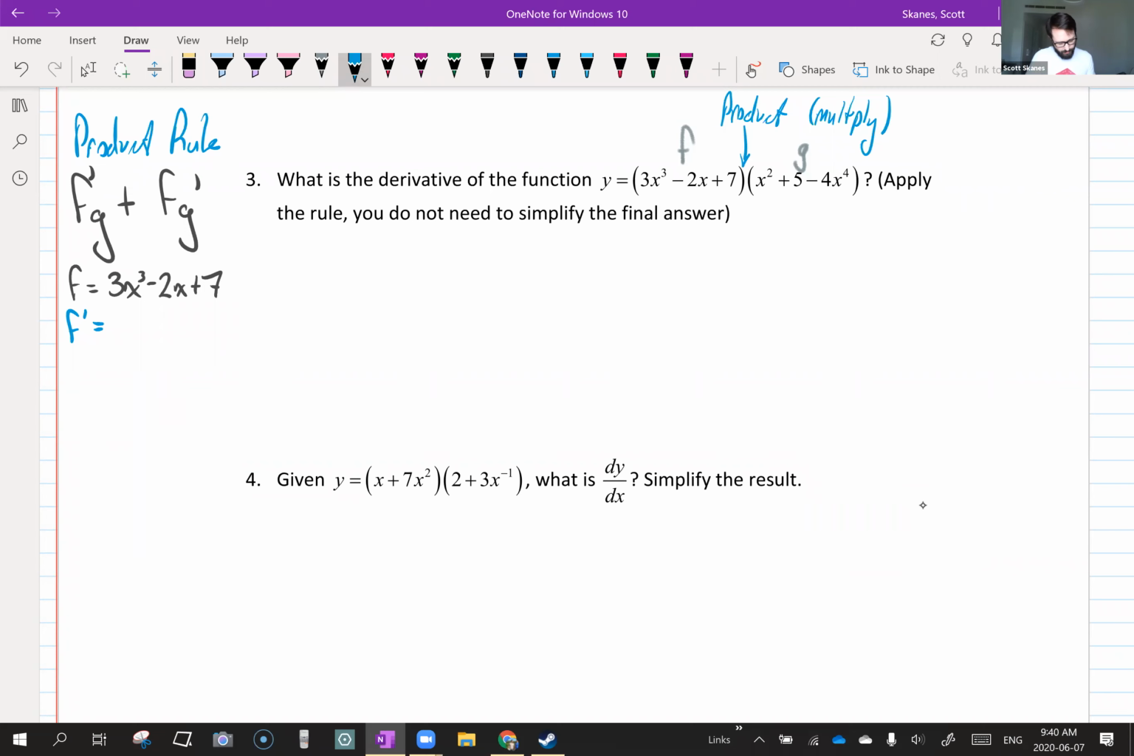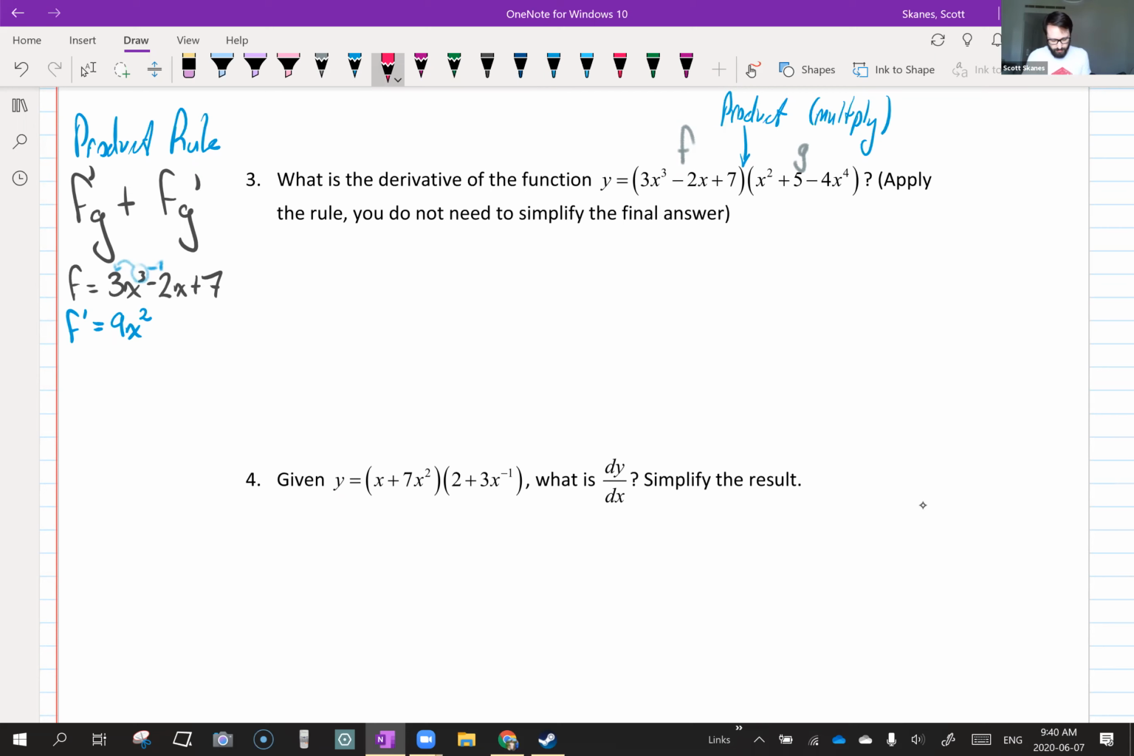I would hope that you remember you take the 3, bring it down in front. If there's a number there, multiply. So that would be a 9x. And then reduce the power by 1, minus 1. What's 3 minus 1? It's 2. So it'll be 9x squared. The next one, negative 2x.